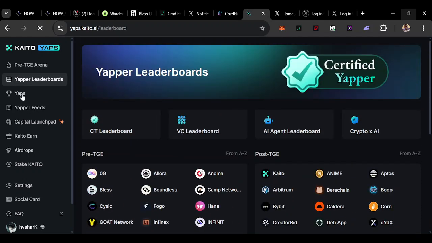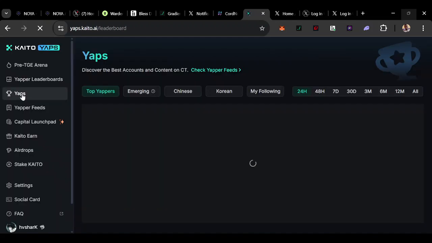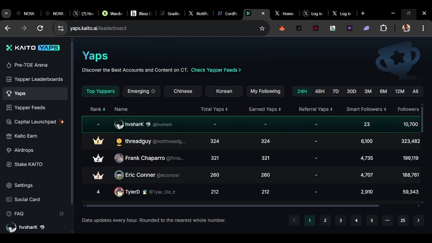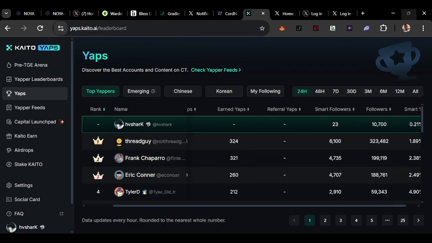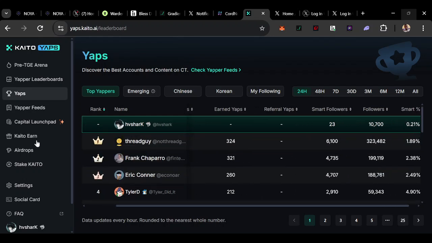When you go to Yaps, you are going to see a number of things. Under Yaps, this is where you see the number of Yaps that people have earned, probably in the last 24 hours and everything. As you can see here, these are the people that are topping in their Yaps. This person has 6,000 smart followers and 324 Yaps and so on and so forth. I'm going to show you how to utilize all these things to get the best projects to yap about.